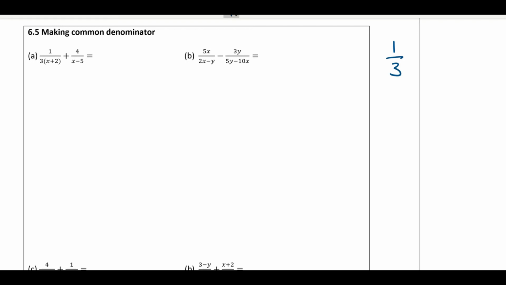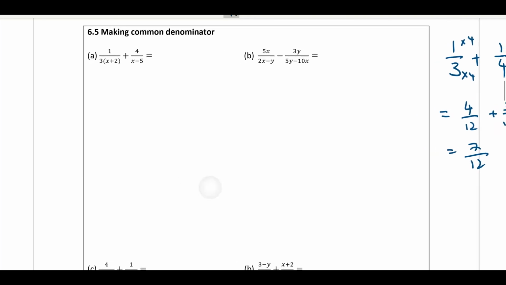I always give this example: 1 over 3 plus 1 over 4. You all know what to do, because you know this one must times 4, this one must times 4, this one must times 3, this one must times 3, so that the denominators are the same, right? It is 4 over 12 plus 3 over 12. Then you can add to become 7 over 12. In algebra, it's the same thing. We are just supposed to make the same denominator, then we can multiply together. Then we can add together.